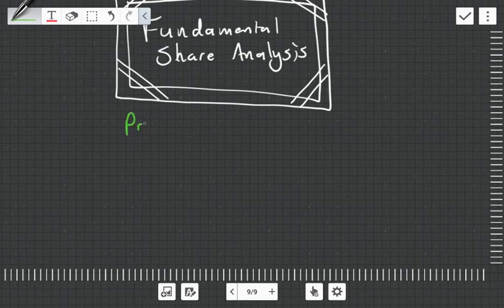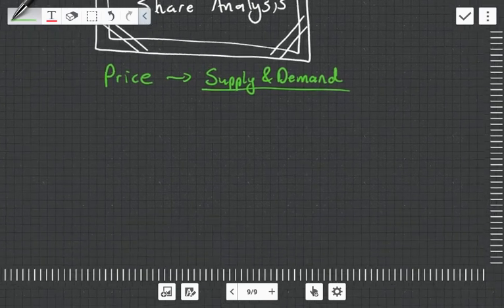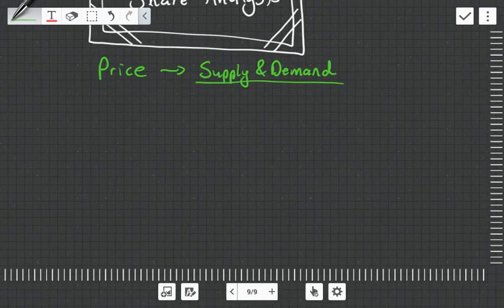So price is impacted by supply and demand. Okay, that's very important. Technical analysis will say that price is determined by some candlesticks and some graphs and some lines that no one really knows what they mean, which is kind of weird. Fundamental share analysis at least says something sensible. It says price is determined by the supply and the demand of that share, which means we can now break it down into supply and demand.